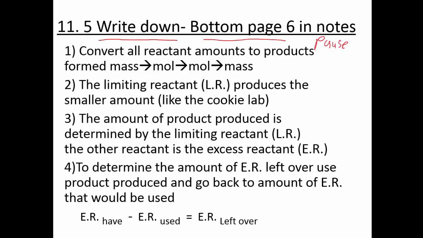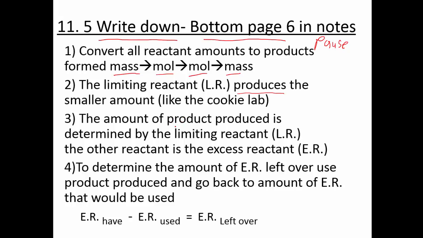To write these 6 ideas down, first off, we're going to be converting all reactant amounts to products form, doing our mass, mole, mass. What we're going to be doing is looking at the limiting reactant idea. So the limiting reactant is going to be the one that produces the smaller amount. If you think back to our cookies lab, anytime one ingredient runs out, or one reactant runs out, it's going to stop our reaction from taking place.